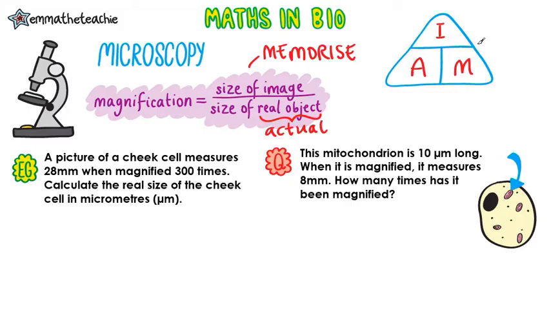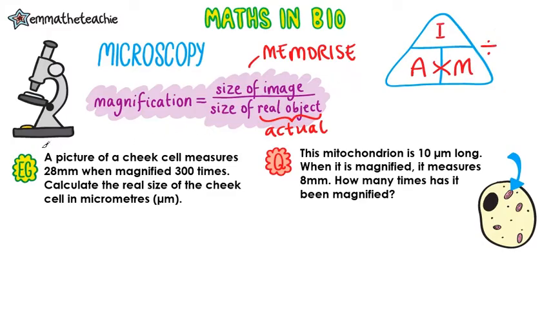And then the triangles work like this. This line across the middle means divide. And this line here means multiply. So if you, for example, wanted to find the size of the image, you just cover that up and then you work with the other two variables. So it would be actual size times magnification. Let's say you wanted to find the magnification, you would just cover that up and then you work with the other two variables. So it would be I, or the size of the image, divided by the actual size of the object, or the real size. And the same finally for the actual size. You cover it up and it becomes image size divided by magnification.